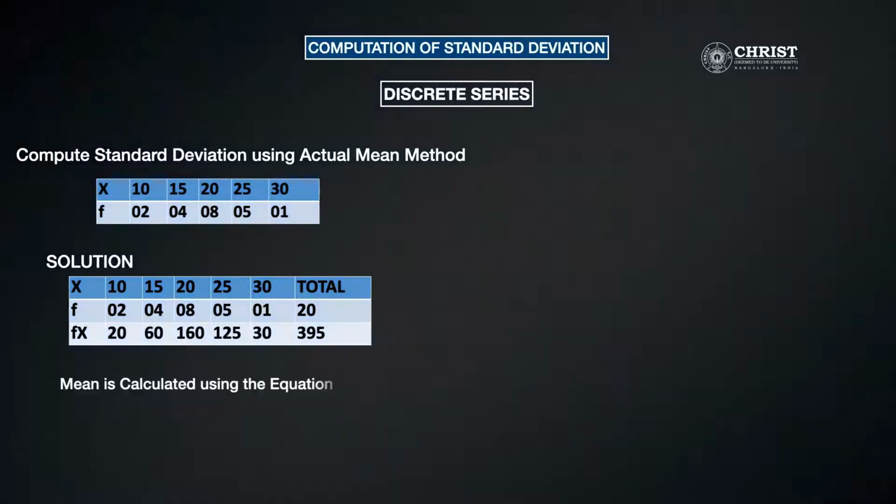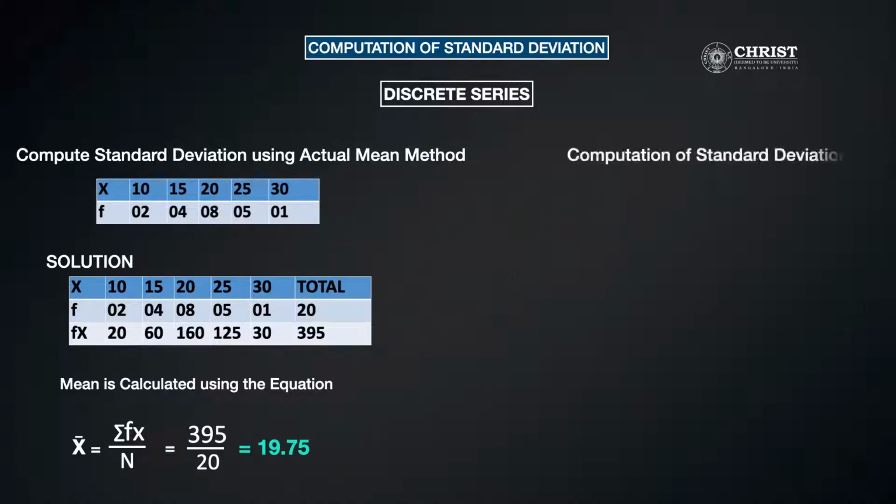The f values are 2, 4, 8, 5 and 1. Now we have to compute the mean value. The mean, you know, is sigma fx divided by n. So multiply the values of x and the frequency values, and you will get the total as 395. n is the total frequency, that is 20. So you will get the mean value as 19.75.